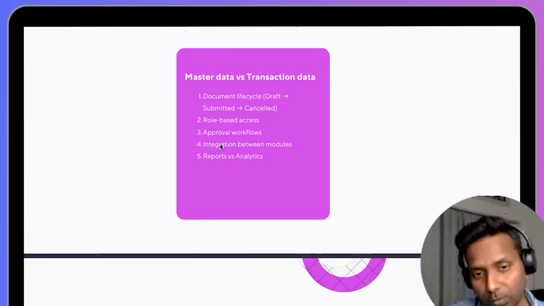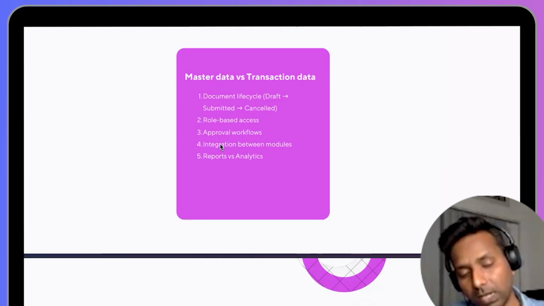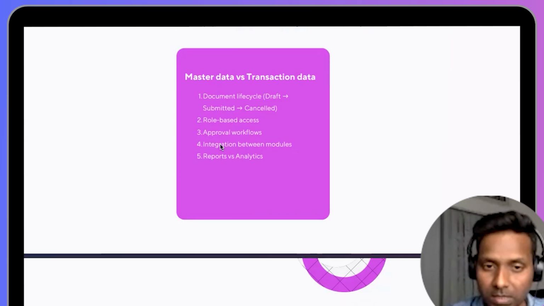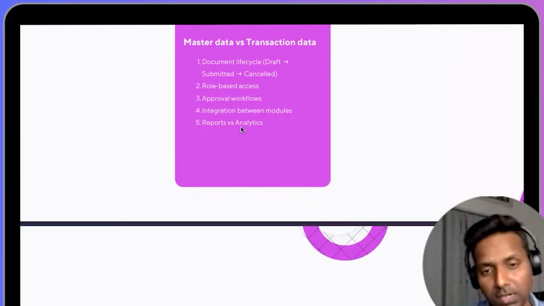Okay, so automatically it should affect. So this is how an integrated module works. Whenever a sales team creates an invoice, the accounts team automatically gets the update that this invoice is generated, and now the current balance of this customer is this.